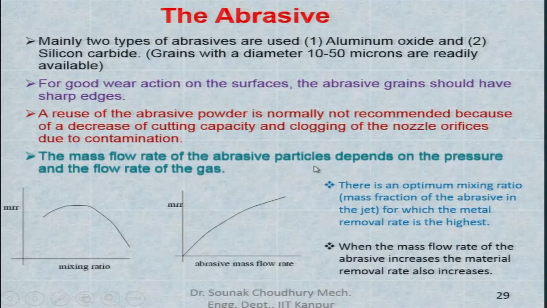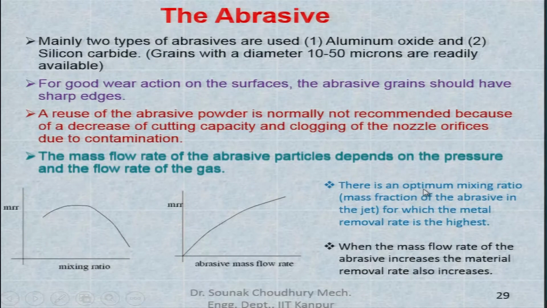The mass flow rate of the abrasive particles depends on the pressure and the flow rate of the gas. If you see here, these are two curves made from experimental results. This is the qualitative curve: the material removal rate on the y axis and the mixing ratio on the x axis, and here is the abrasive flow rate. There is an optimum mixing ratio, the mass fraction of the abrasive in the jet, for which the material removal rate is maximum, as you can see here.